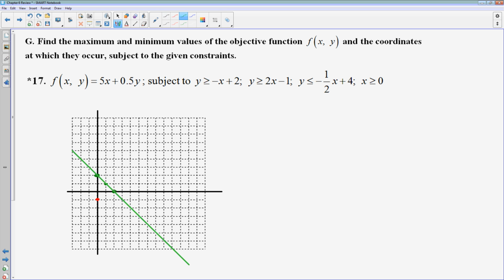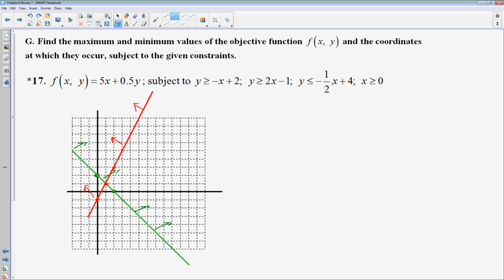Oh, I've got to shade that first one. Y is greater than. That means I'm shading above the line. So I'm shading this way. Okay, 2x minus 1, that's a slope of 2 and a y-intercept of negative 1, so I'll graph that line. That's going to be like this. And y is greater than means I'm shading above again, so I'm going to be shading this way. And while I'm shading, I'm always keeping an eye on my overlapping region. Right now my overlapping region is this section right in here.